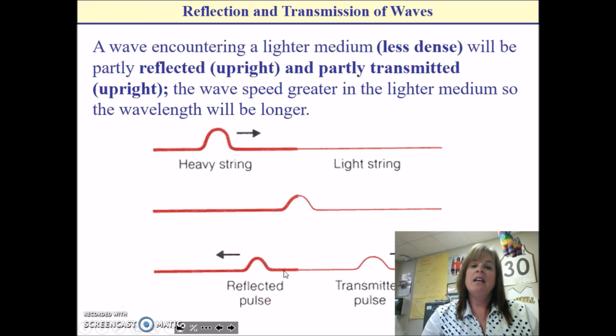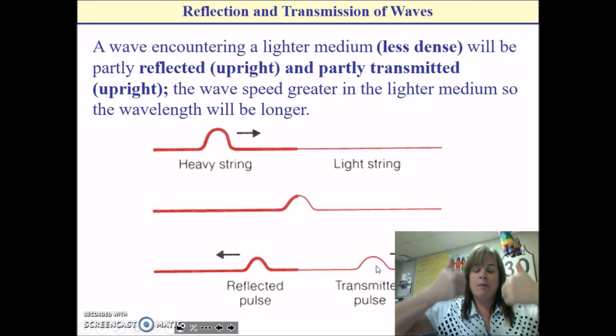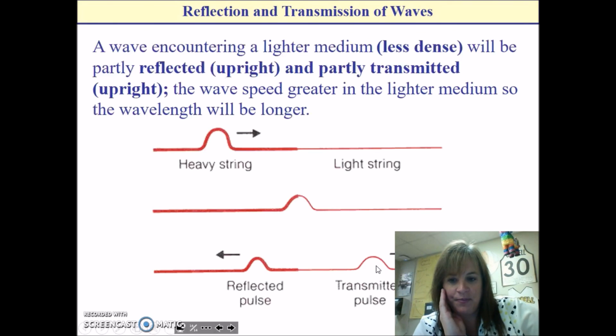Now, in here, in my lighter string, it's easier to move, which means the speed is going to increase. The density goes down. I have less inertia, so my speed goes up. And because my speed goes up, my wavelength will increase because speed and wavelength are directly proportional to each other. So if one goes up, the other goes up. If one goes down, the other goes down. Because guess what? Frequency doesn't change.